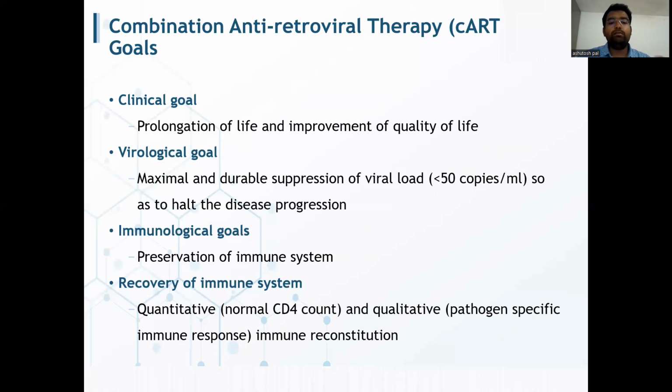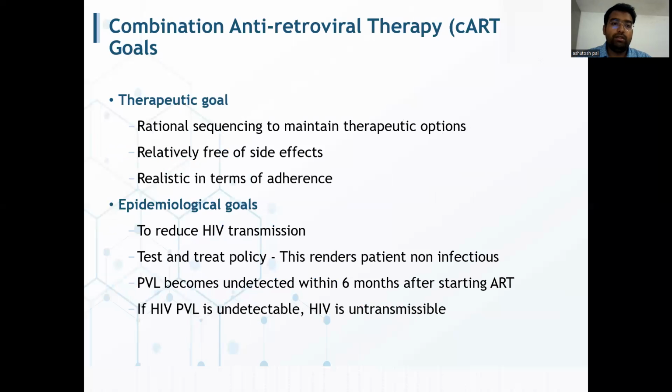The count should be normal, and the person's immune system should respond accordingly. The therapeutic goal is rational sequencing to maintain therapeutic options, relatively free of side effects, and realistic in terms of adherence. The epidemiological goal is to reduce HIV transmission, the test and treat policy. This renders the patient non-infectious. Plasma viral load becomes undetectable within 6 months of starting ART, which is good. If HIV plasma viral load is undetectable, HIV becomes untransmissible.